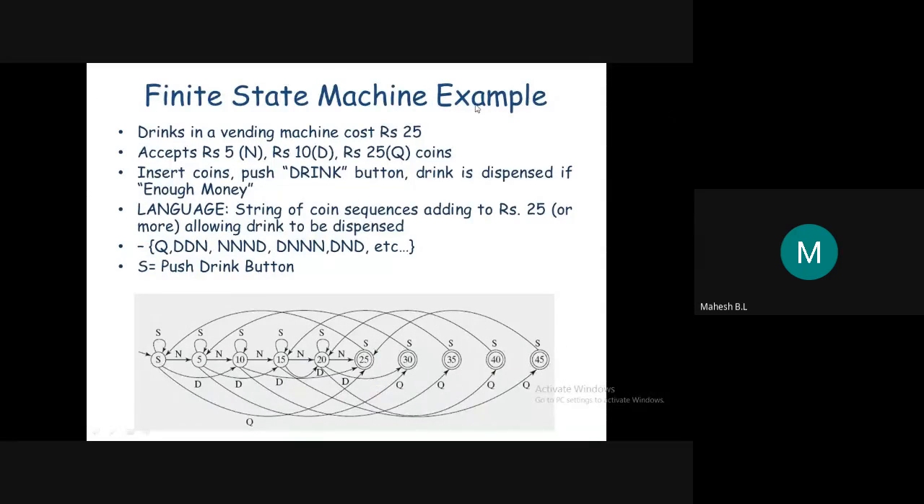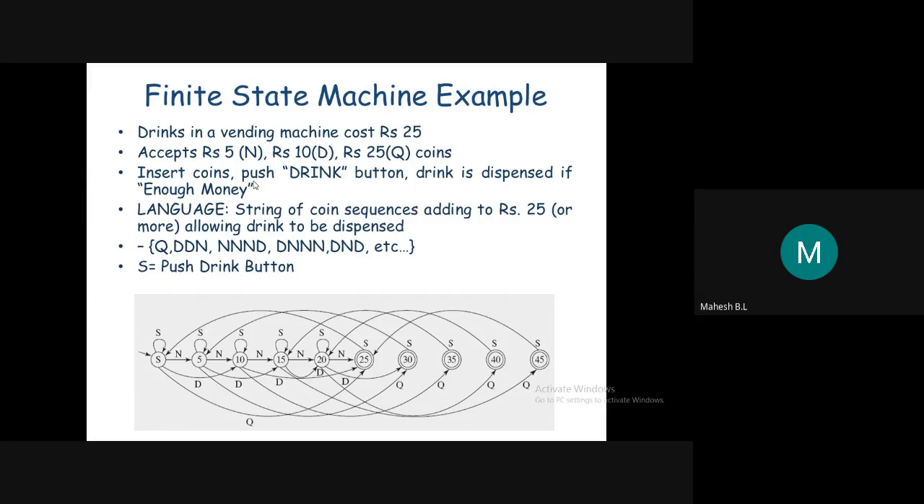Drinks in a vending machine cost rupees 25. There is one vending machine which is dispensing cool drinks, and the cost of a cool drink is 25 rupees. This vending machine accepts rupees 5, rupees 10, rupees 25 coins. So you have three types of coin: 5 rupee coin, 10 rupee coin, 25 rupee coin. First, you need to insert coins, push the drink button. Drink is dispensed if there is enough money.